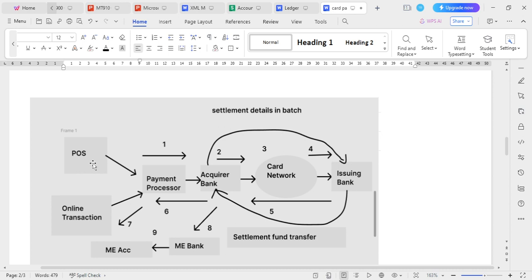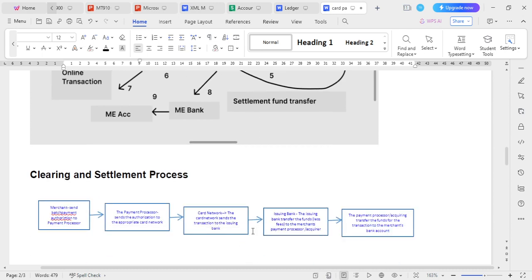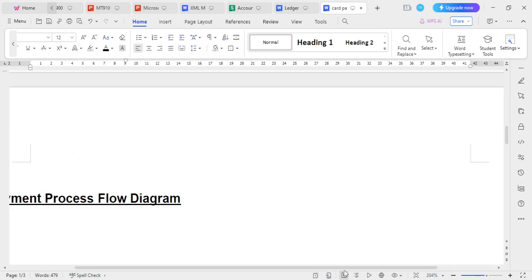These are all the major activities. After that, the acquiring bank sends the payment to the merchant bank. Finally, the merchant bank credits the payment to the merchant account. This is the basic flow of card payment. Below we will look at how clearing and settlement happen. Let me extend the page, just give me 1 minute.